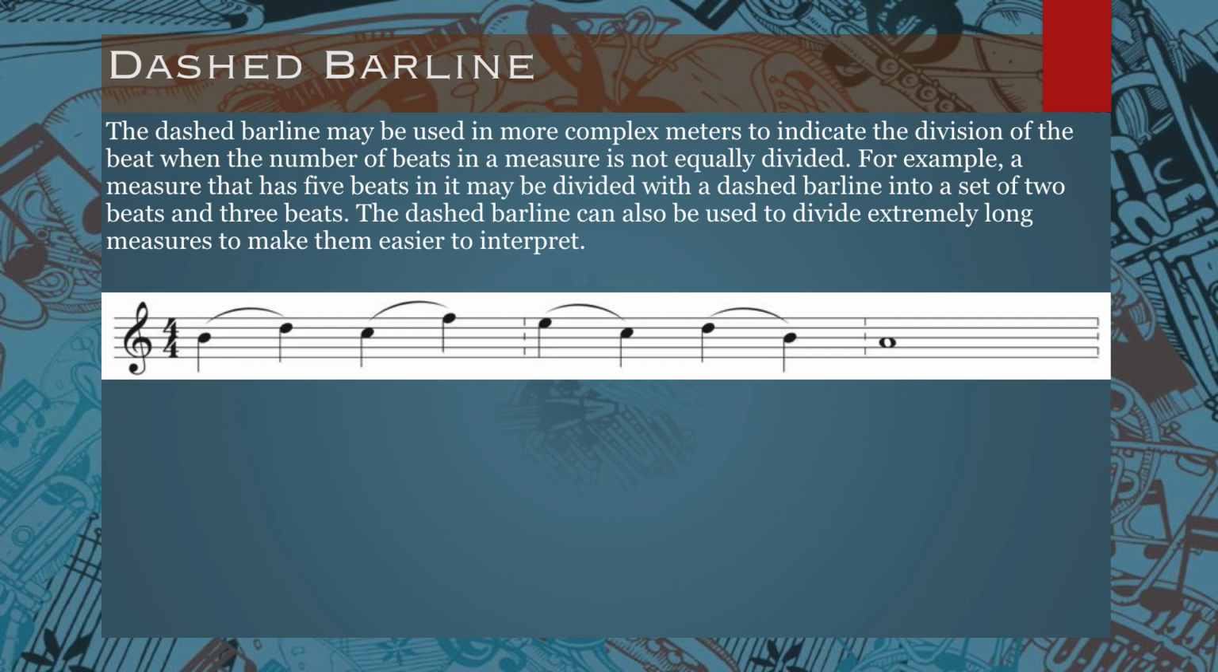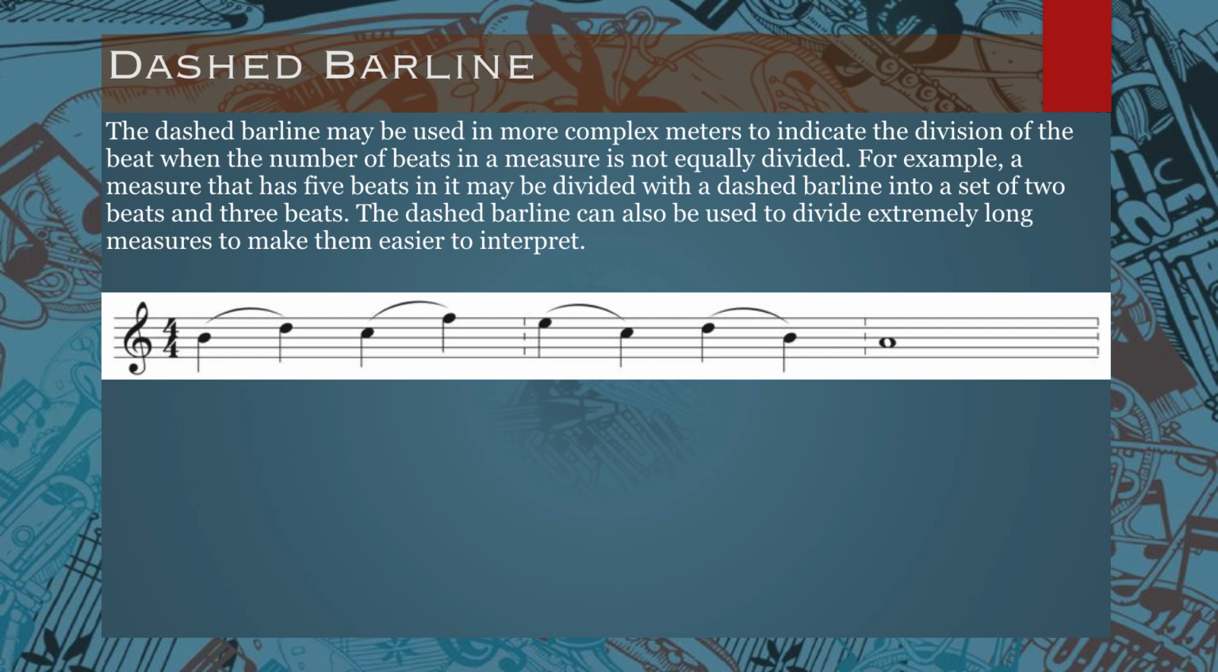So a measure that has 5 beats may be divided with a dashed bar line into a set of 2 beats and then 3 beats. And if the composer wants to alternate the accent, if at first they want the accent to be on the first beat and the third beat, and then they want it to be on the first beat and the fourth beat, or the first beat and the second beat, they can use the dashed bar line to indicate the accent structure of that particular time signature has changed. So it's a way to keep the time signature the same without having to employ a lot of different time signatures to indicate a more off-balance rhythm.